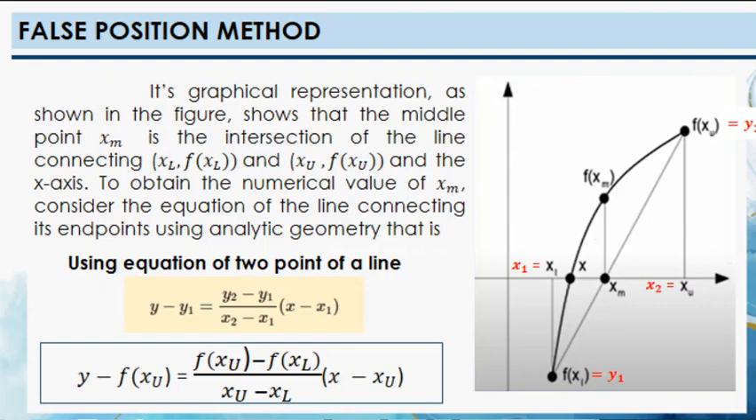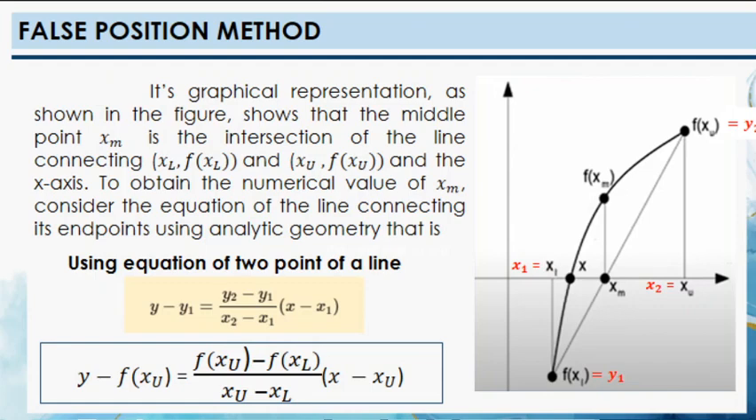Dito, class, mapapansin niyo dun sa figure, dun sa ating bisection method, para makapag-solve tayo ng x sub m, kukunin lang natin yung average ng x sub l and x sub u. Dito naman sa false position method, ang kailangan natin gawin is to connect the points of f of x sub u and f of x sub l, and kung saan nag-pass yung line natin sa x-axis, yung point na yun, kung saan siya nag-cross dun sa ating x-axis, that will be our x sub m. Yung x sub m natin ay macocompute natin gamit itong equation na to.